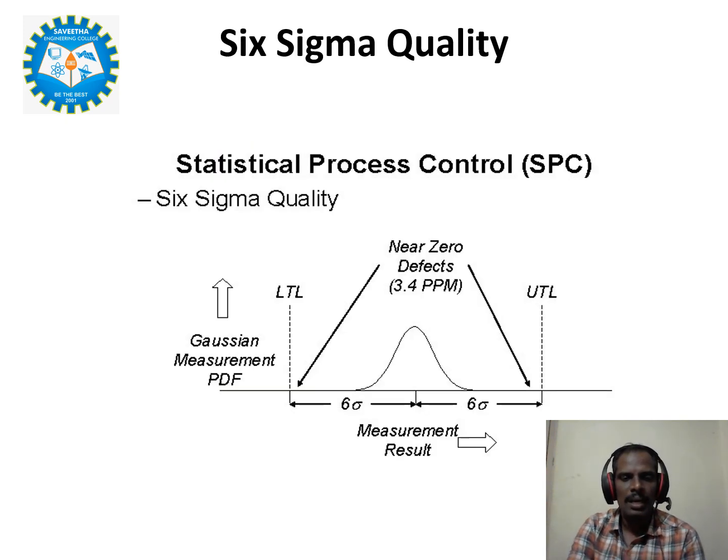This graph shows the statistical process control of Six Sigma quality, where the specification limits go from minus 3 sigma to plus 3 sigma as the required values. The defects should not exceed 3.4 ppm.